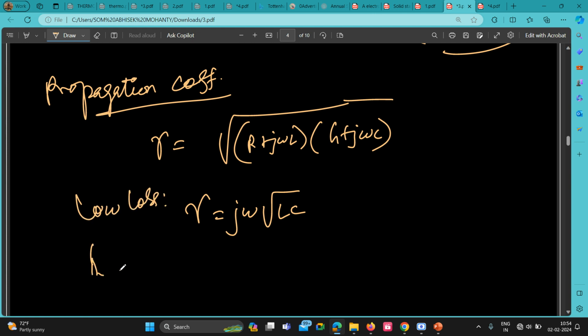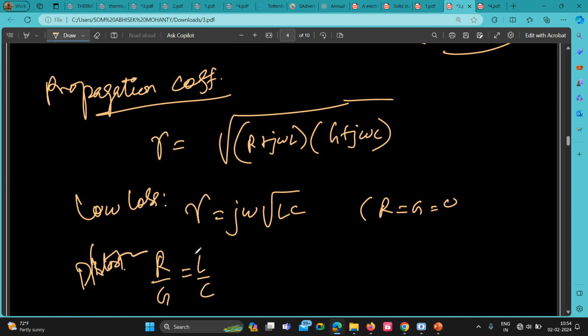Then distortionless condition is, here the thing is what? R is equal to G is equal to 0. Distortionless condition is R by G is equal to L by C. Right? So that will be gamma is equal to root over LC, if you put all the values, (R by L plus j omega).